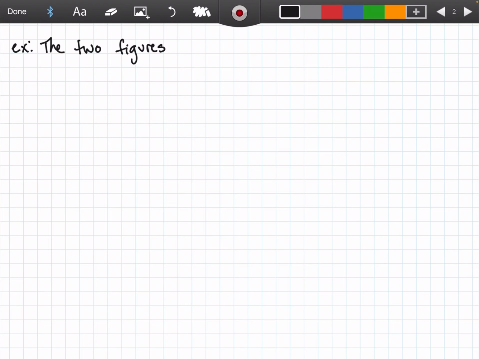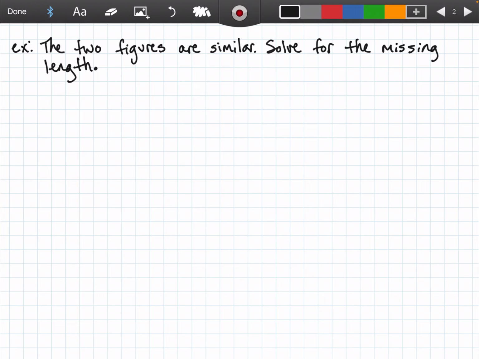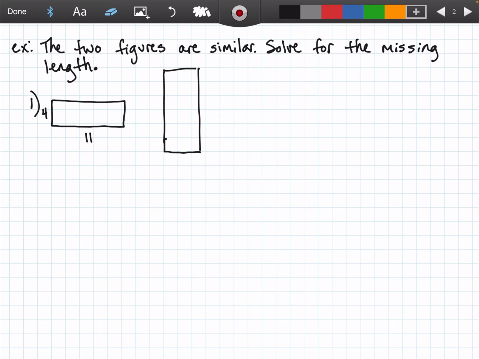So, for example, the two figures are similar. Solve for the missing length. So let's say we'll just do a rectangle. And we'll do a rectangle facing this way now. Right, and let's say we have 4, 11, and then I have, let's say, 26 and question mark.